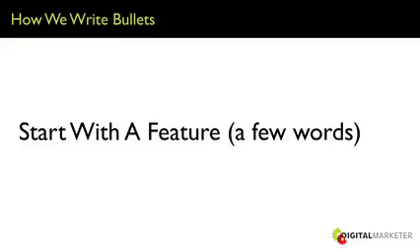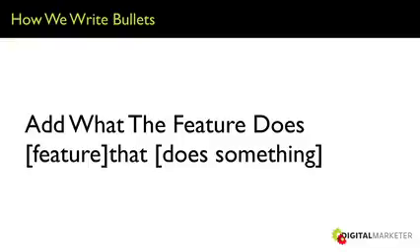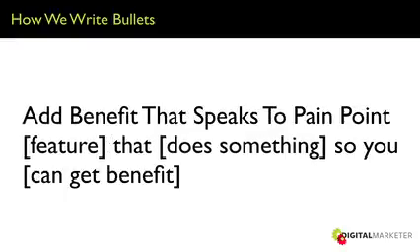So here's what we do: we start generally with a feature with a few words, okay? And then we add what the feature does. So we say, this does something, and then we add the benefit. We use a "so you can" benefit, all right?